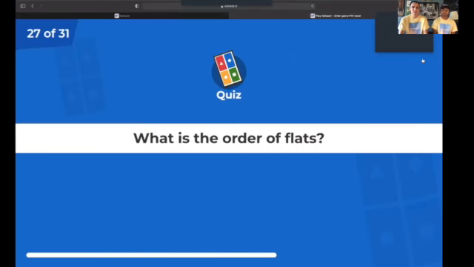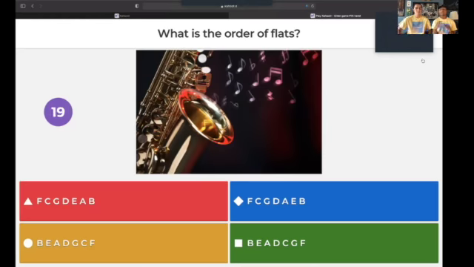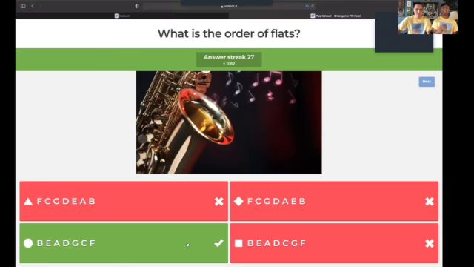What is the order of flats? So with this being the case, we have a certain order that the flats appear in. They just don't appear randomly. Is it F, C, G, D, E, A, B; F, C, G, D, A, E, B; B, E, A, D, G, C, F; or B, E, A, D, C, G, F? And I believe the answer is B, E, A, D, G, C, F. We had some acronyms for these too, the order of flats and the sharps. So please feel free to check that out if you missed that question.